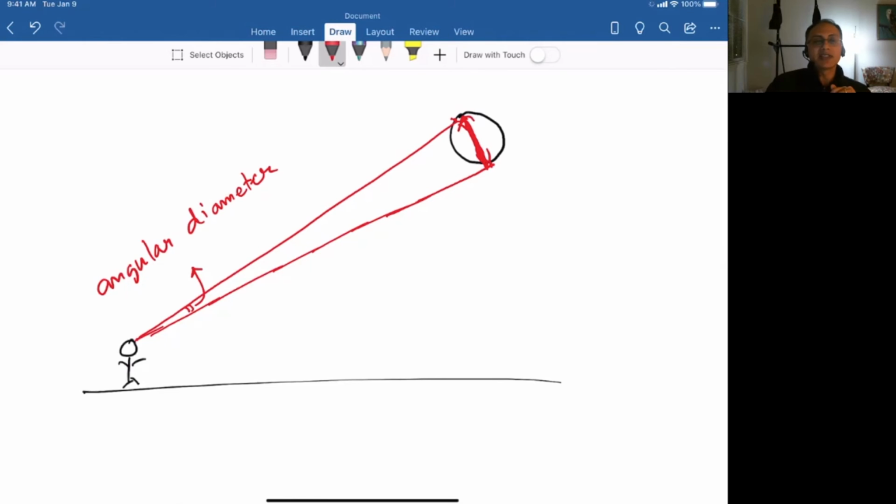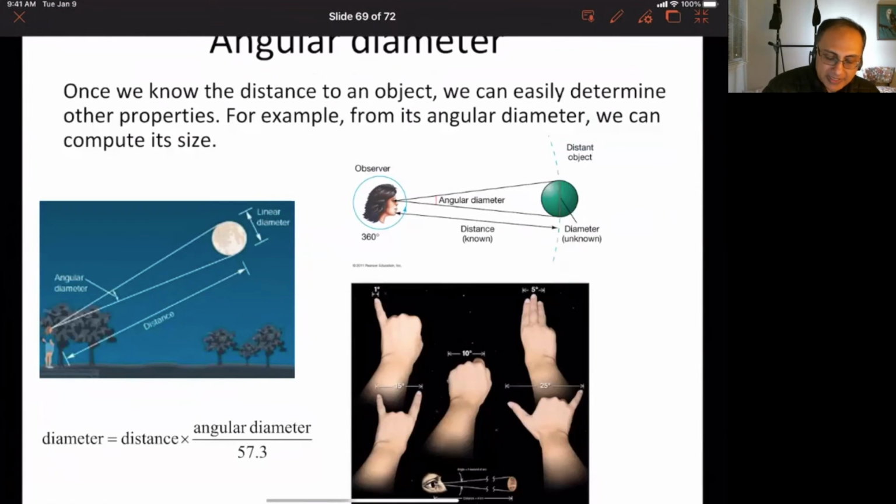So that's very useful. If you know the distance out to the moon, and if you can measure the angular diameter of the moon, you can plug those two into a very simple formula, and you can get the actual diameter of the moon, right? So what is that simple formula? The diameter of an object that you're looking at is equal to the distance of that object, which you can figure out from parallax, times the angular diameter, divided by 57.3. So the actual physical diameter of an object is equal to the distance multiplied by the angular diameter divided by 57.3, right?